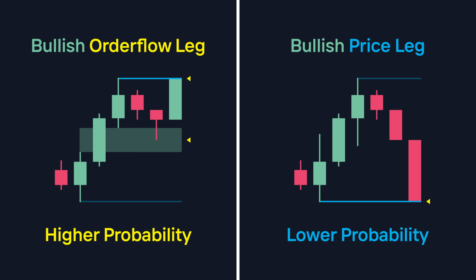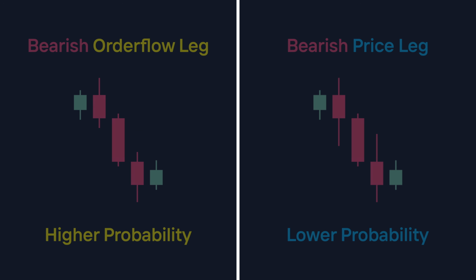So after this small demonstration, hopefully it now makes more sense why an order flow leg is considered higher probability than a regular price leg when it comes to continuing a trending structure. But this is still only the surface level. There is a whole lot more we need to cover in this video when it comes to understanding which order flow legs are worth trading and which should be avoided.